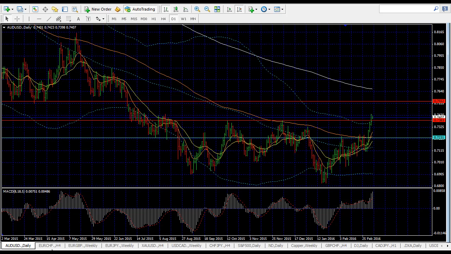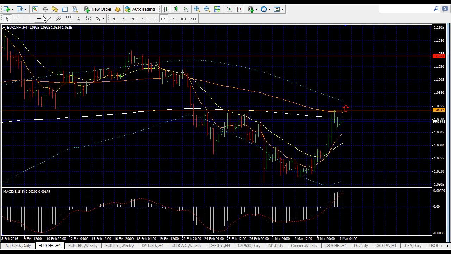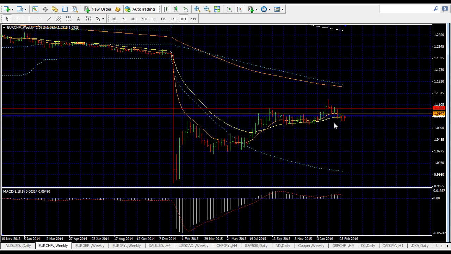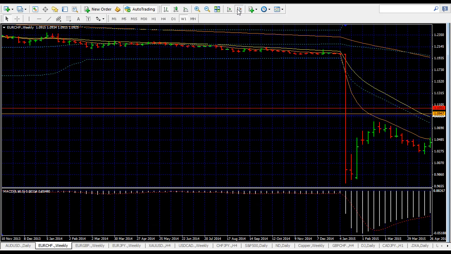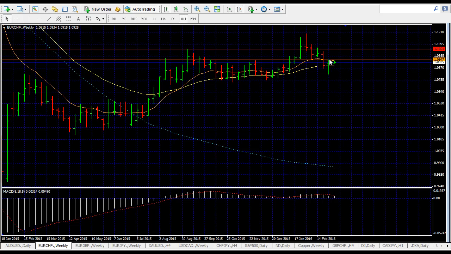Okay, next pair. The next pair I'd like to talk about is the Euro Swiss Franc, EUR-CHF. Okay, so let me remove this first. For the Euro Swiss Franc, last week itself, it formed a nice long-looking pin. So it is a good indication that price is likely to head up based on the weekly pin itself. The last time around, it had a selling pin, price went down, and now it forms a buying pin.